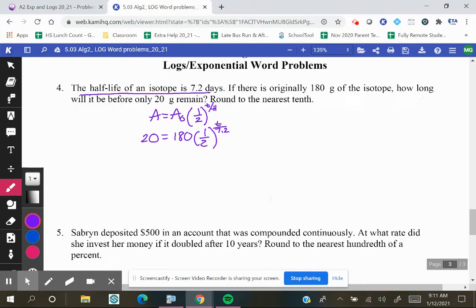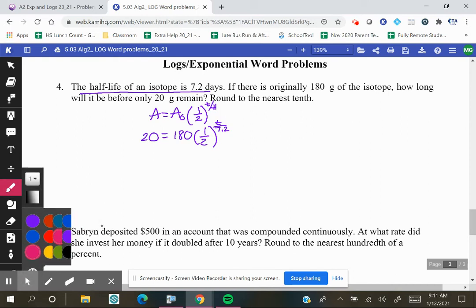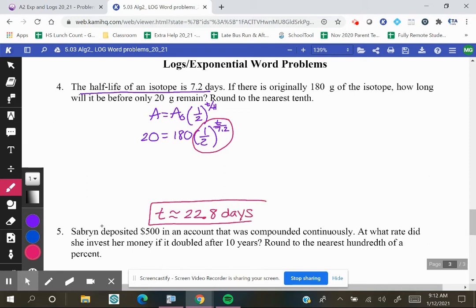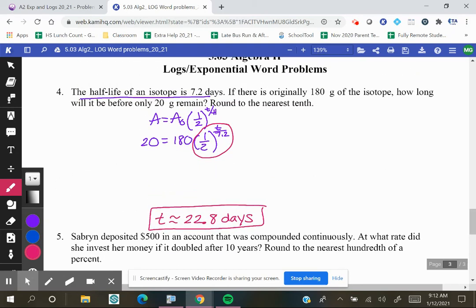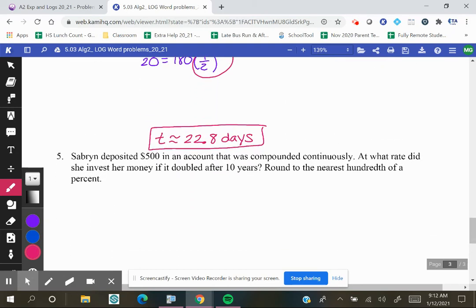So you should have isolated first, and I'm not going to go through this. This should be on your papers, but isolate that first by dividing by 180, then take the log of both sides. Then you can swoop to the front. The final answer, rounded, should be 22.8 days to the nearest 10th of a day. Okay, in your notes, you should have all of that work shown there.